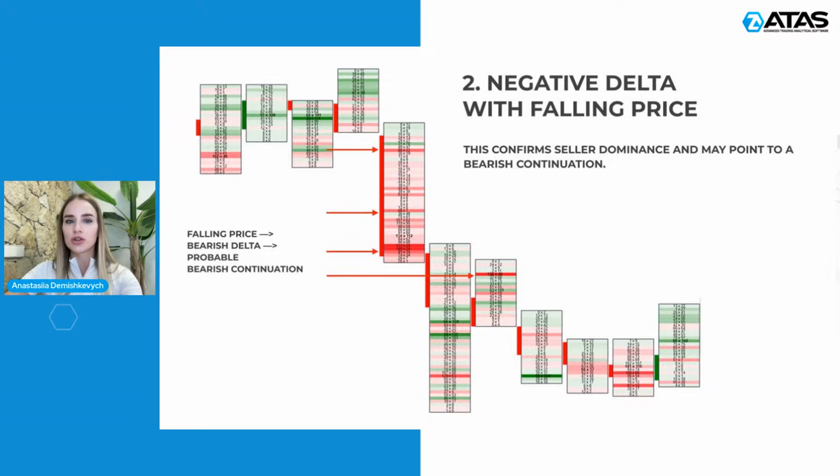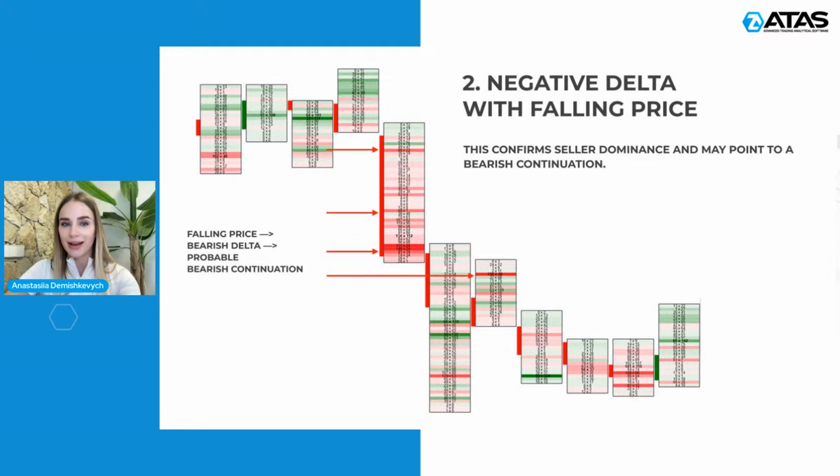The opposite of what we just talked about: negative delta with falling price. When you see the price falling, with bearish candles appearing one by one, and inside of these bearish candles you spot the bright red clusters, bright red negative delta, this might confirm seller dominance and may point to a bearish continuation. So the falling price with bearish delta is going to signal that you might look for entry points for the continuation downwards.